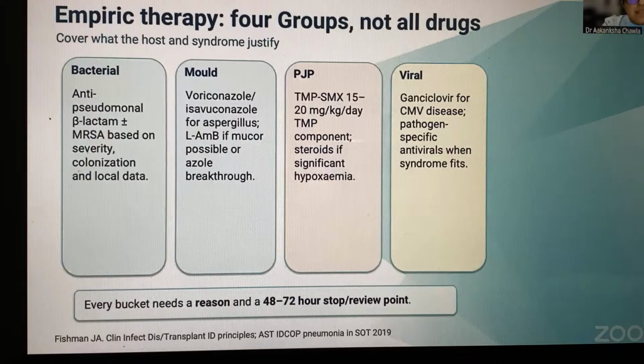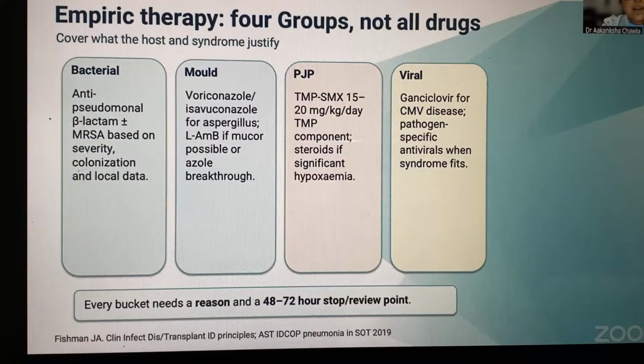Now, after the investigations and CT, you need to start your patient on empiric therapy. And the empiric therapy again should cover at least these four groups. Bacterial should have an anti-pseudomonal beta-lactam plus an MRSA agent based on severity, colonization, and of course what the local data suggests. For mold, if you're suspecting aspergillus, then voriconazole or isavuconazole remain the drug of choice. Liposomal amphotericin B for mucor.